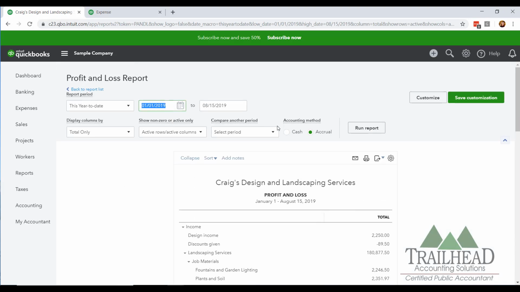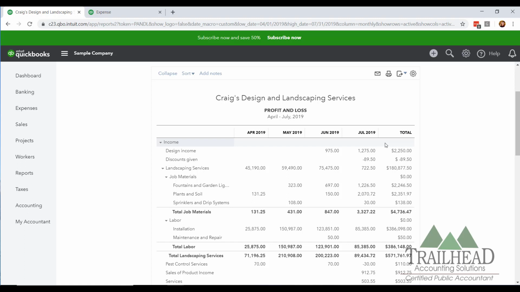Since this is a sample company, it's not completely populated, but I know there's data from, let's look at April through the end of July. And then I'm going to display the columns by months. You can do by totals, but I like to see what's happening on a monthly basis. So then I'm going to hit Run Report. And then down here, your profit and loss is going to populate.